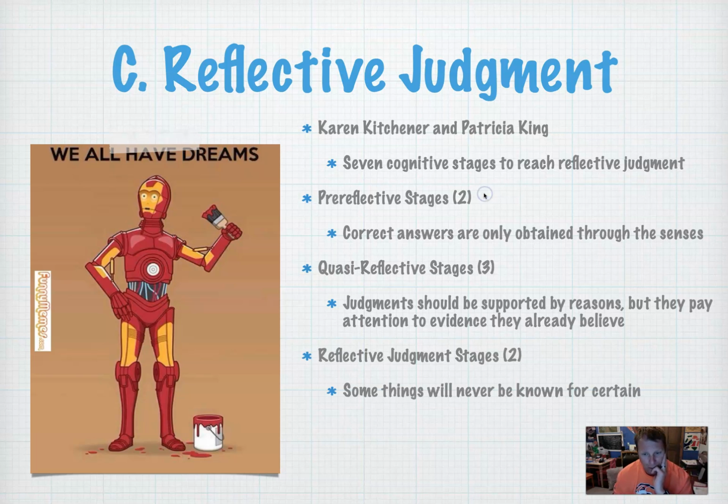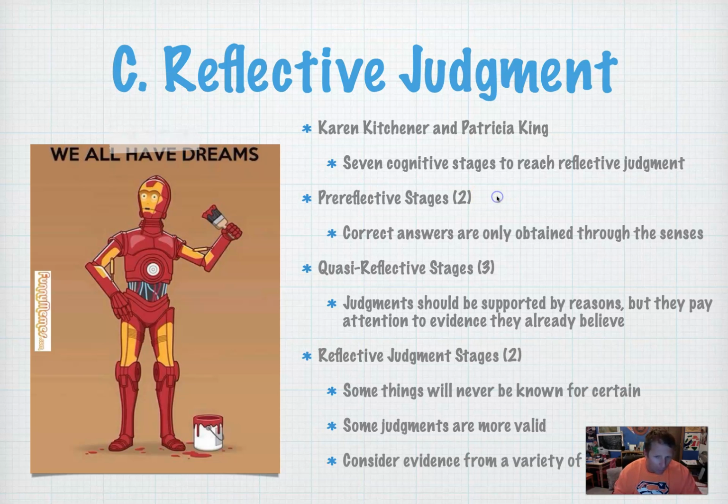Reflective judgment has two stages. In the first, some things will be known for certain. When you graduate high school, you know everything. And you think you know everything, and you're going off to college. And then you graduate college and you realize, I don't know anything. I don't know squat. These professors know a lot, and they don't even know everything. And so you get to the point where you go, you know what? We don't know. We can't be certain on everything. That could be this or could be that.